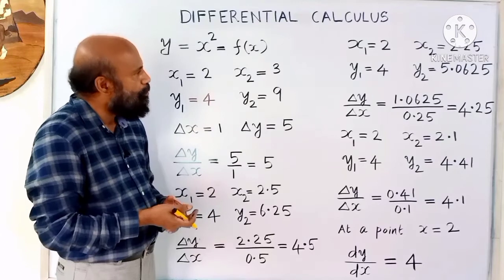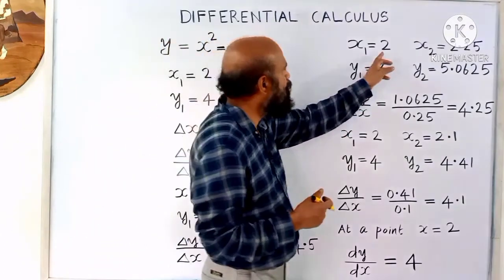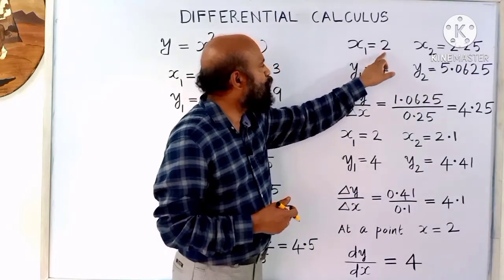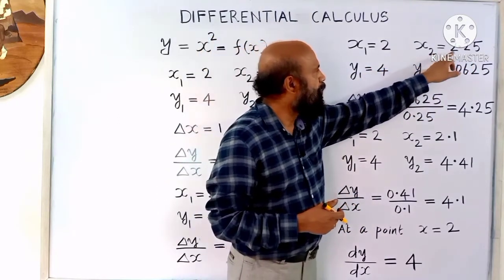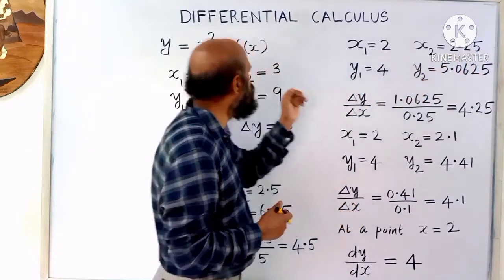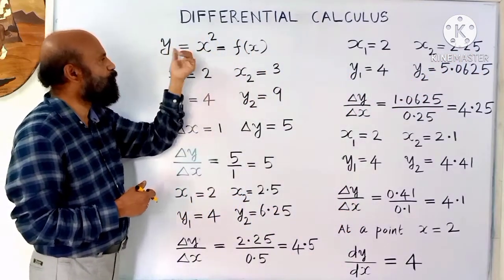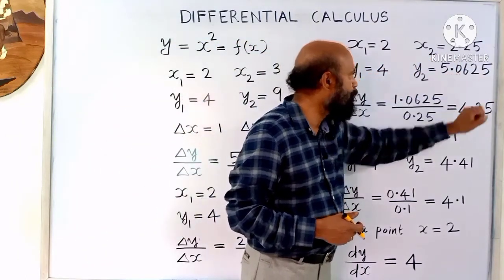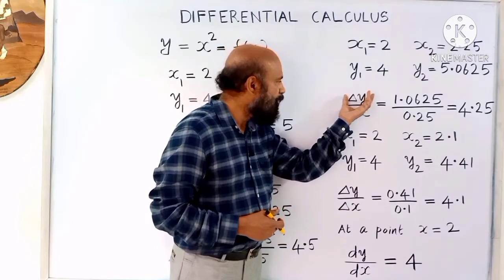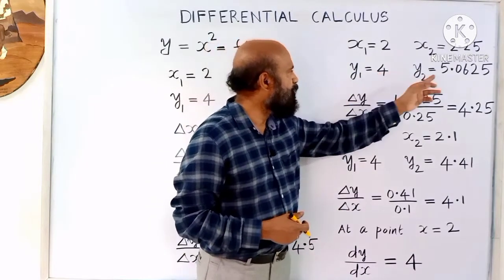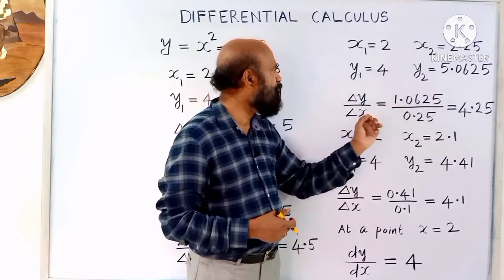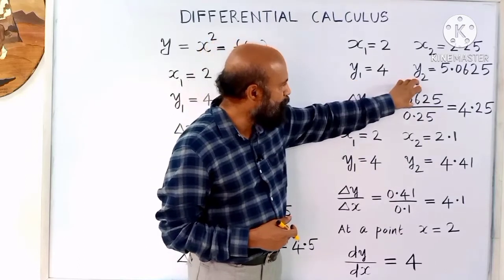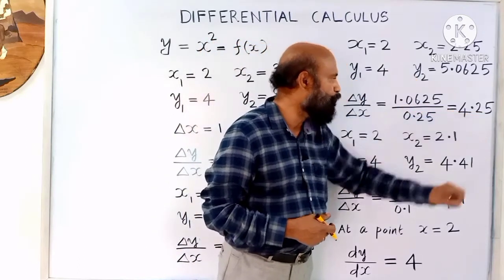Now you take a little closer value, 2.25. So when x is 2, y is 4, then x is 2.25, and y is x square, so the square of this is 5.0625. Again you calculate delta y by delta x. For delta y, the change in y, from this you minus this. Then delta x, from this you minus this. Then delta y by delta x. When you divide, you will get 4.25.